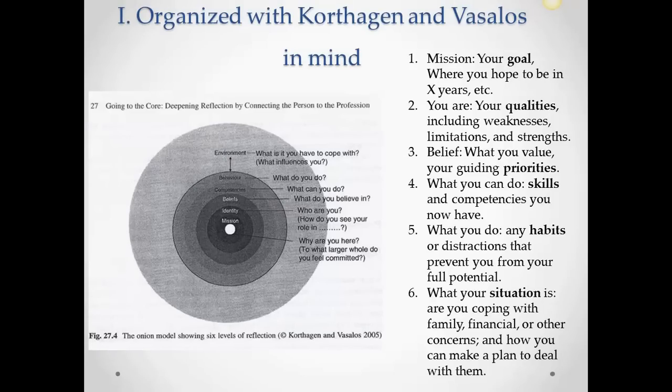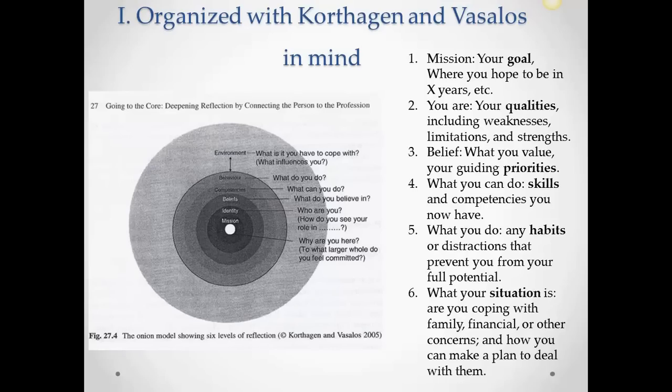So here's just a recap of that Korthagen and Vasalos model that I think would be good to use in structuring this essay. First of all, make sure that you discuss what your future goal is. Make sure that you're explaining what it is that you are hoping you will do. This is like the middle of the Korthagen and Vasalos onion model, the mission. Second, make sure that you're talking a bit about your qualities, your weaknesses, your strengths, being very honest about your own self-understanding, because part of the reflective learning model in organizational leadership is about building a really good self-understanding about what you can do, what you need to be able to do.